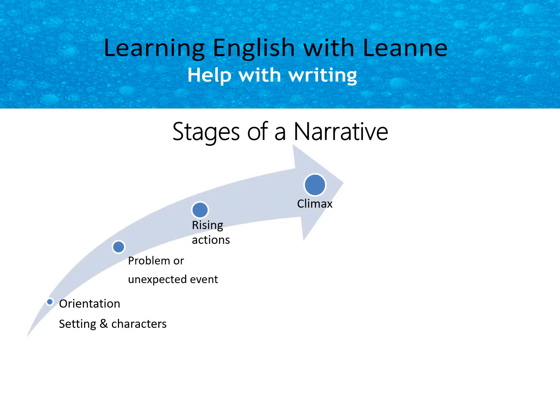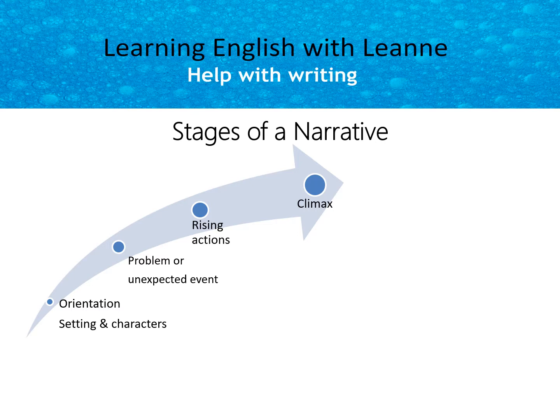Stages of a narrative. So let's look at how the stages of a narrative work. You can see we start with the orientation, which is the setting and our characters. We need to paint a picture of where we are, who we're with. Then we're leading up to actions that become a problem or an unexpected event.